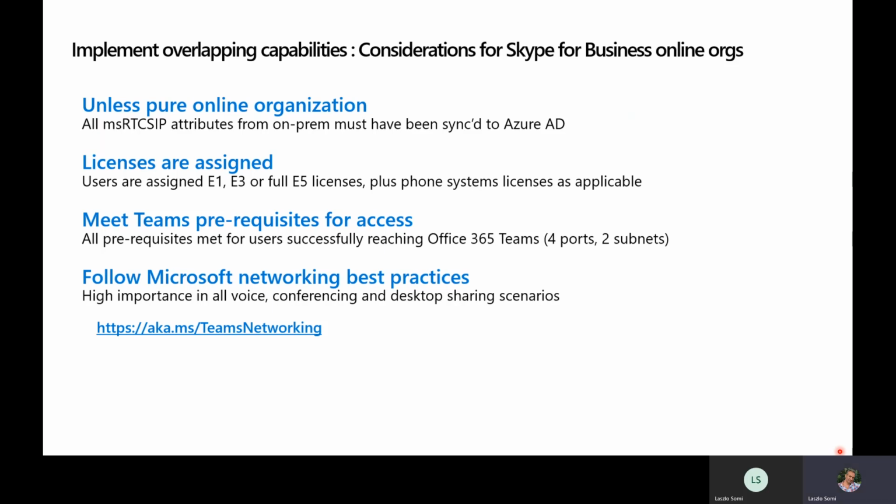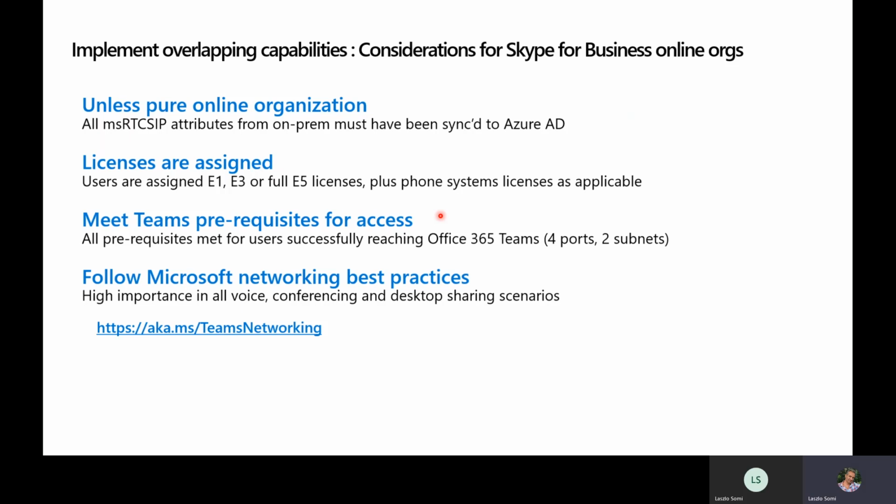Unless you are a pure online organization, you must have the MSRTC SIP attributes synchronized between on-premises and your Active Directory online. You, of course, also need to license the users. All the E-licenses include Teams with them. Plus, you need to pick phone system licenses as applicable in your organization.